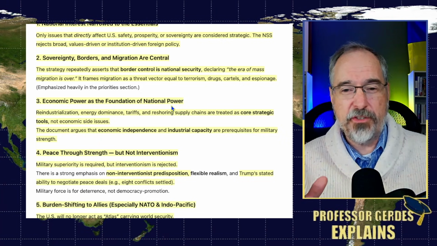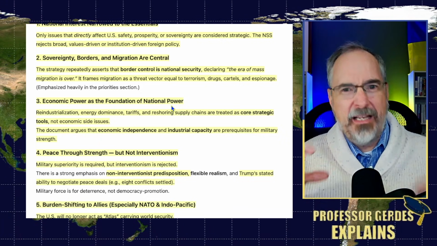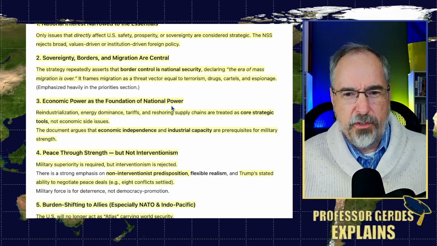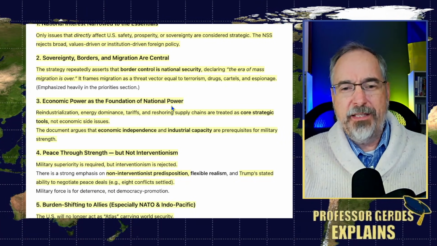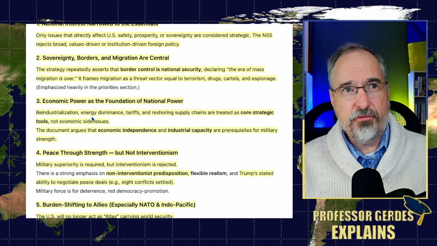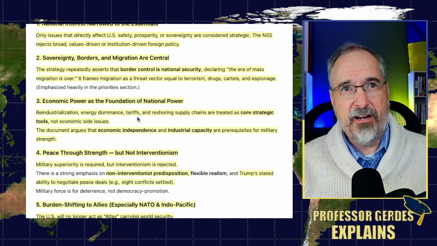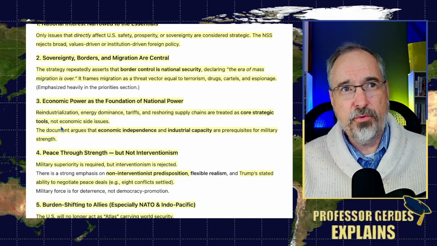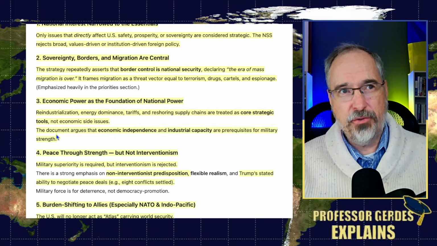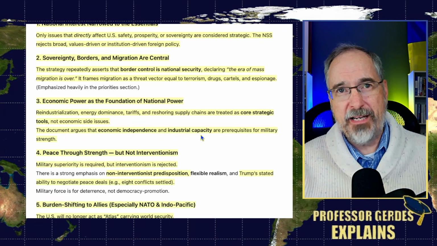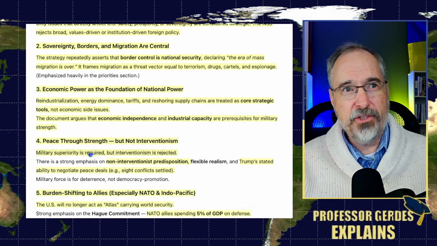This is one of the interesting changes here because economics has been very elevated in this document compared to the 2022 version under Biden or the 2017 under Trump 1.0. Reindustrialization, energy dominance, tariffs, reshoring, supply chains are treated as core strategic tools, not economic side issues. The document argues that economic independence and industrial capacity are prerequisites for military strength.